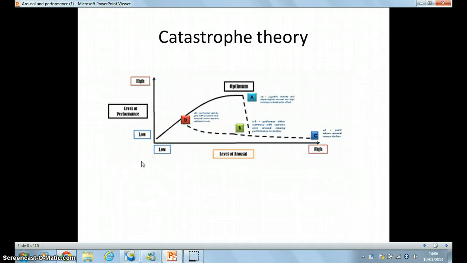The catastrophe theory is a more detailed view of the inverted U graph, because the theory suggests that you don't slowly slump into a poor performance, whereas this theory believes that it is more sudden and quick, and you can also quickly turn it back around.